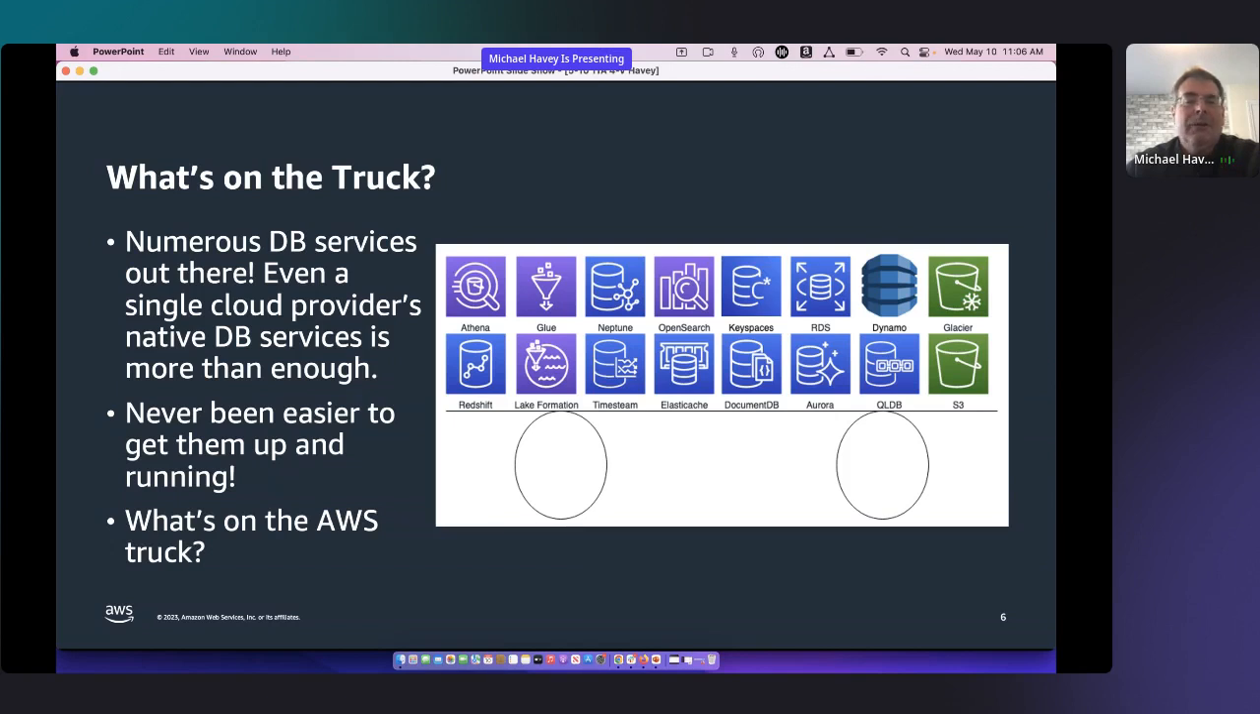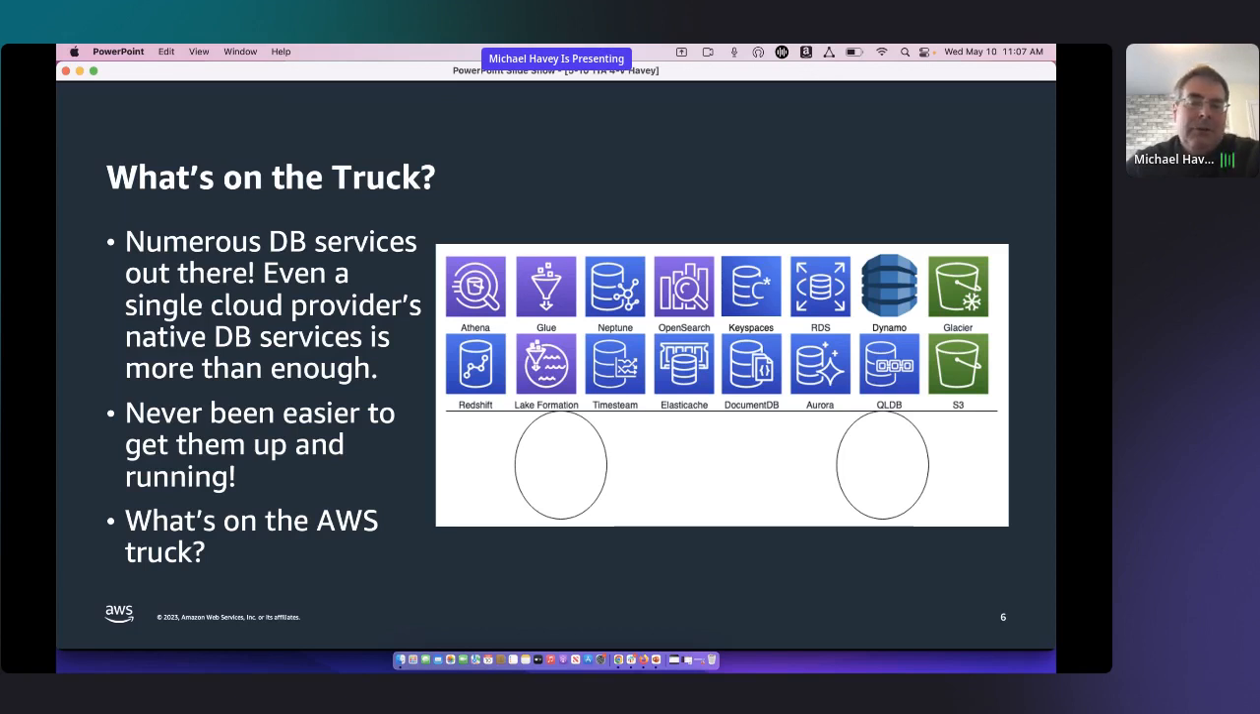So in the figure on the right, we see that we have data lake type services with Athena, Glue, Lake Formation. We have data warehouse with Redshift. We have Neptune, which I mentioned, as a graph database. TimeStream is for time series. We have OpenSearch as a search index, Elasticache as a cache or an in-memory database. Keyspaces as a Cassandra compatible database service. DocumentDB is a Mongo compatible database service.